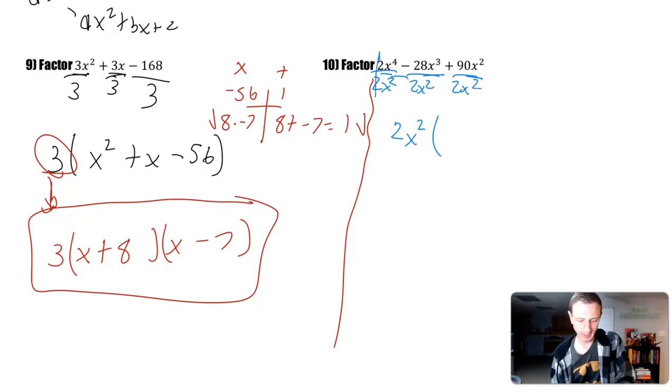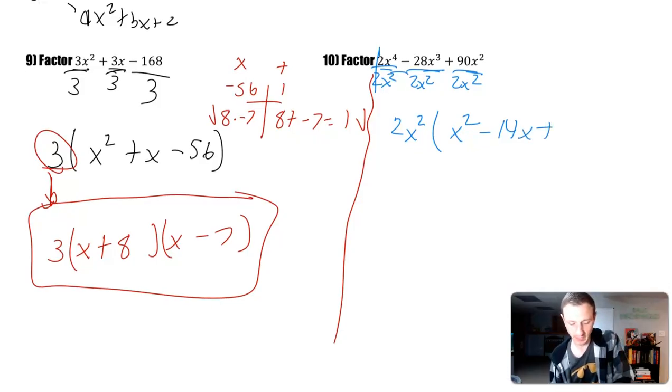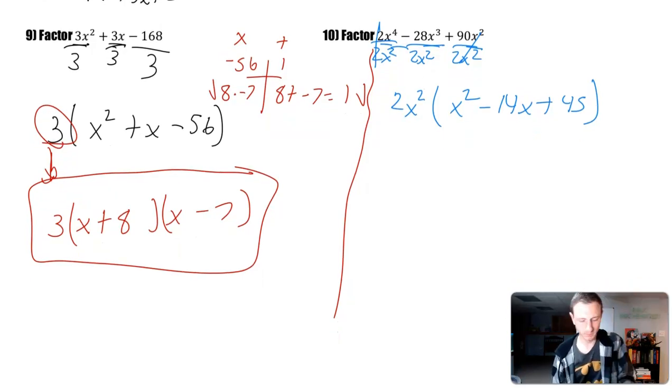Two over 2 is 1. X to the fourth over x to the second is x to the second. 28 divided by 2 is 14. And then we have x to the third over x to the second, which is just x. 90 divided by 2 is 45. And then I took out x to the second, so those are gone. So I get 2x to the second. Now we need to factor.